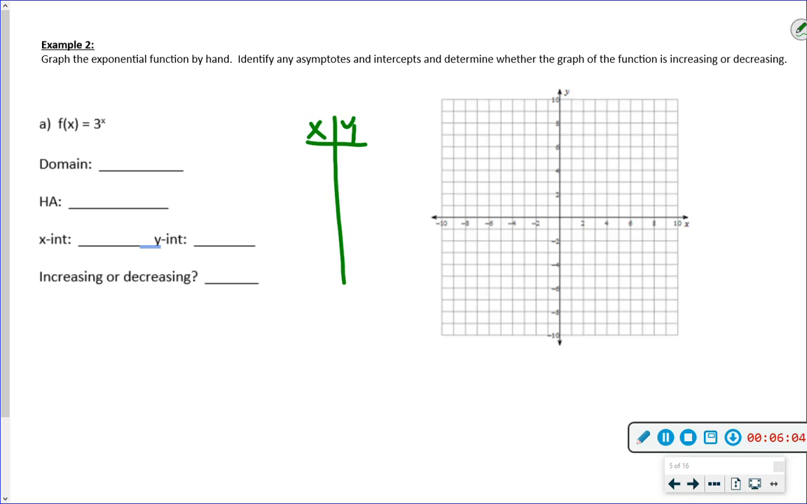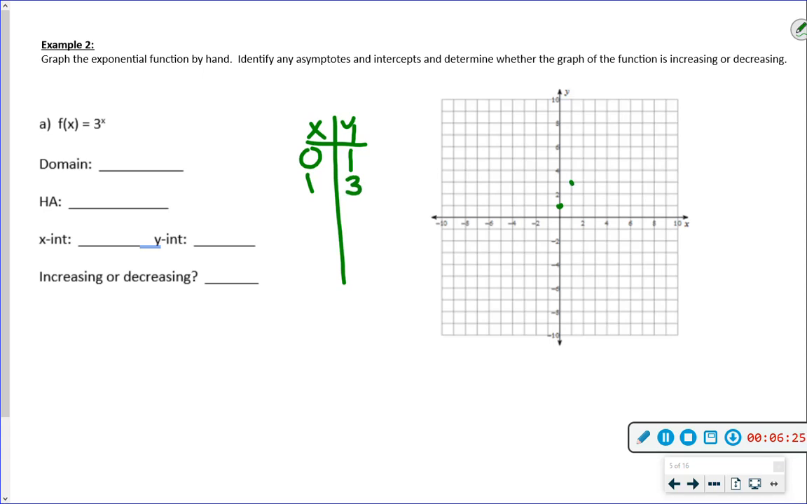Because sometimes, as you saw, like 3 to the 5th was 243. I can't fit that on the graph grid. These grow very large, very quick, very fast. So I'm going to pick small numbers. I'm going to start with 0, something easy. 3 to the 0, anything to the 0 is 1. I'm going to put 1 in for x. 3 to the 1st is 3.